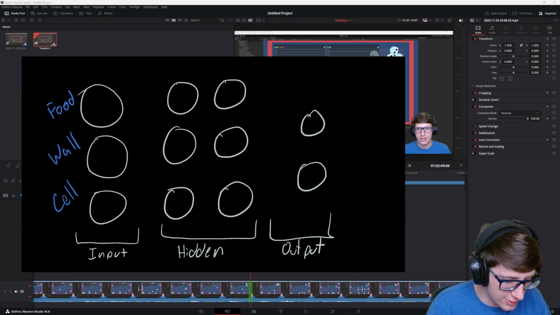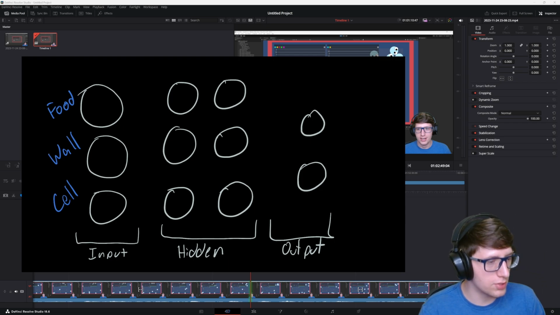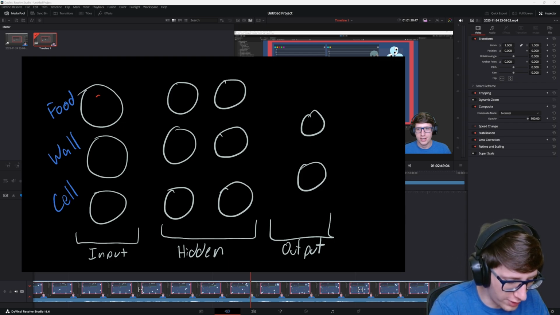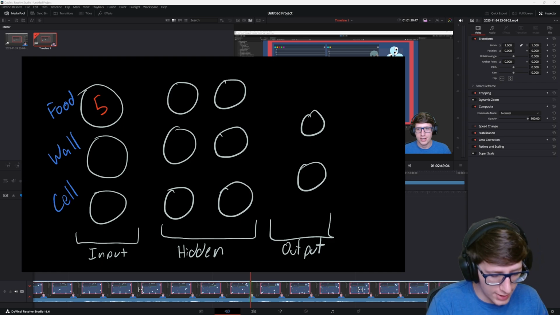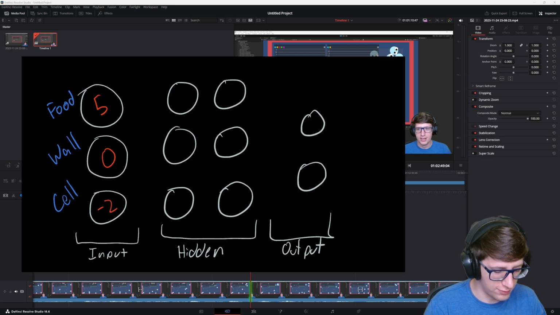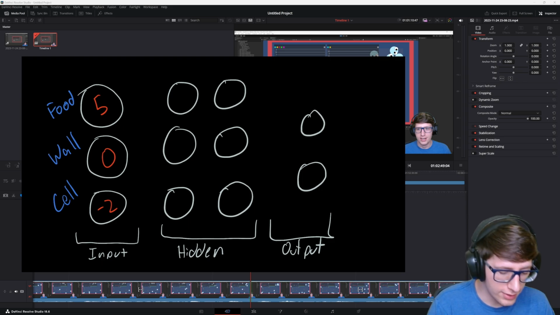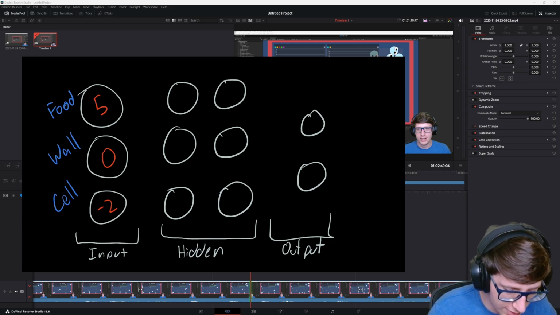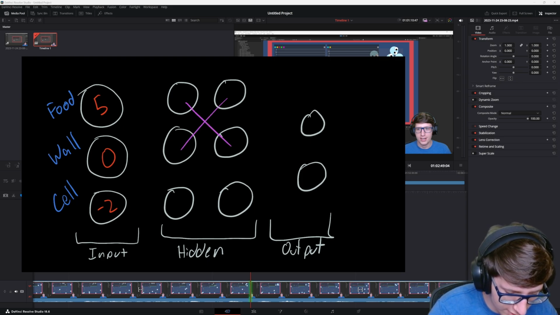Let's say maybe it does see food and it's over to the right of the cell. So it's 5. It doesn't see any walls, so it's 0, and maybe it sees another cell to its left, so it's a -2. So now what happens is the hidden layer. You know, the input is just what we put in. Now the hidden layer is neat, because basically the hidden layer is connected.